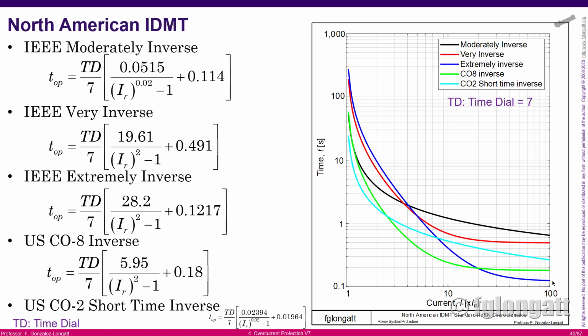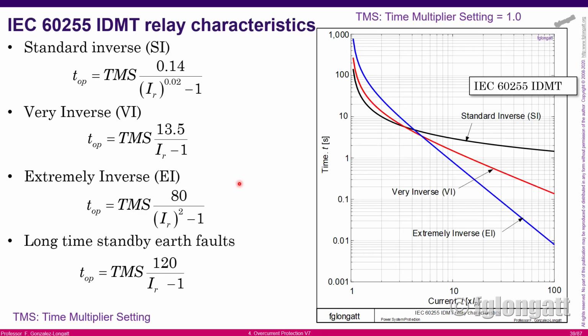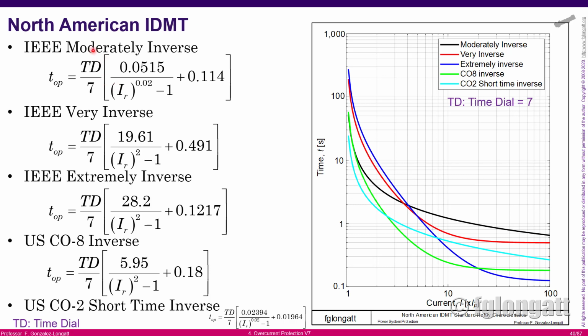Why am I really interested in you understanding this, and you can see here the equations. The first thing that I need you to understand is that in Europe we use the TMS, and the TMS is the time multiplier setting. TMS represents the time multiplier setting, which is equivalent to the time delay in the American standard. It's mainly defining how to change the characteristic based on time delays.